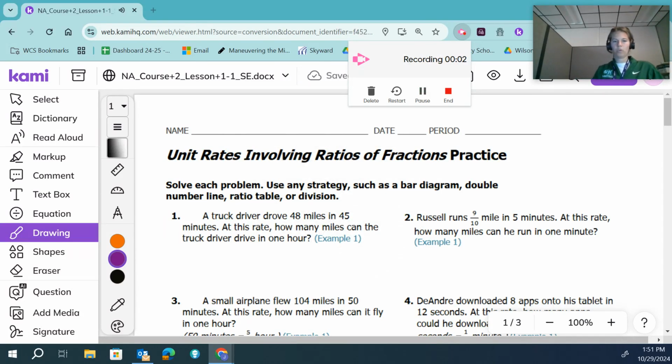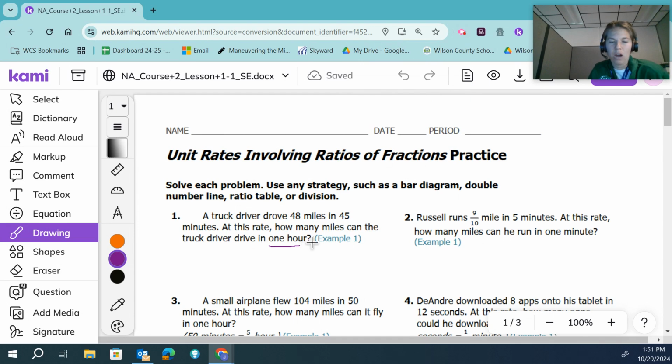Today we will be working with unit rates involving ratios of fractions. Solve each problem, use any strategy to solve. A truck driver drove 48 miles in 45 minutes. At this rate, how many miles can the truck driver drive in 1 hour?